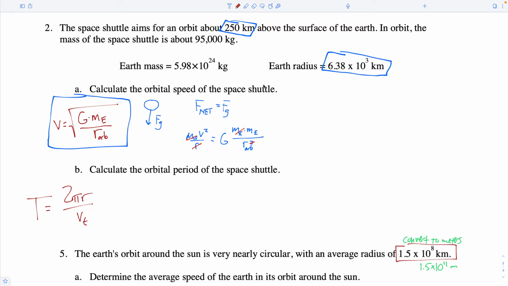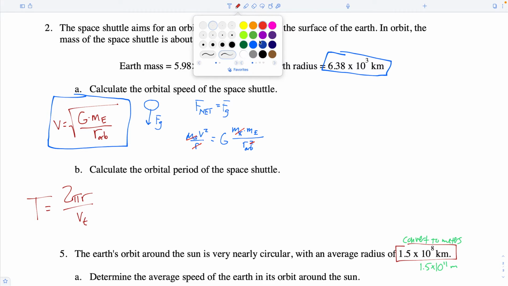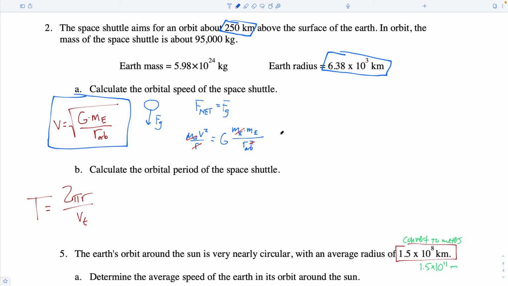All right. And what that means now is when we rewrite this, you can rewrite it as velocity squared equals big G times the mass of the Earth divided by the orbital radius. Then just take the square root of both sides, and you get the square root of big G times the mass of the Earth divided by the orbital radius. Okay, so that's where that comes from.